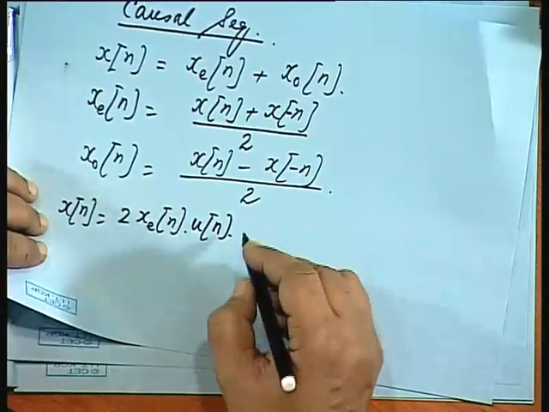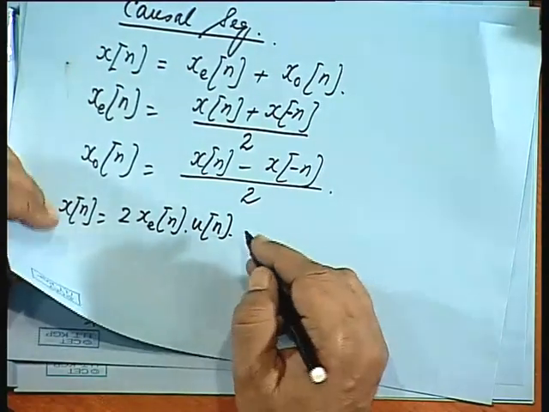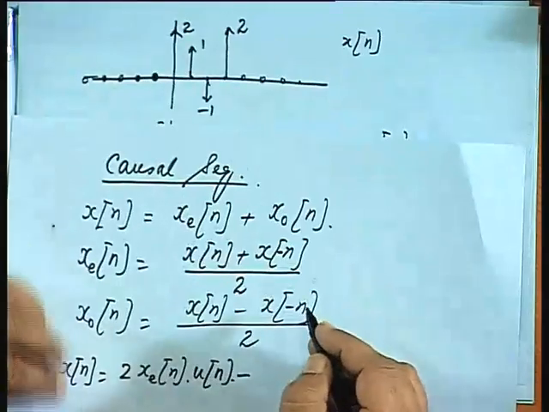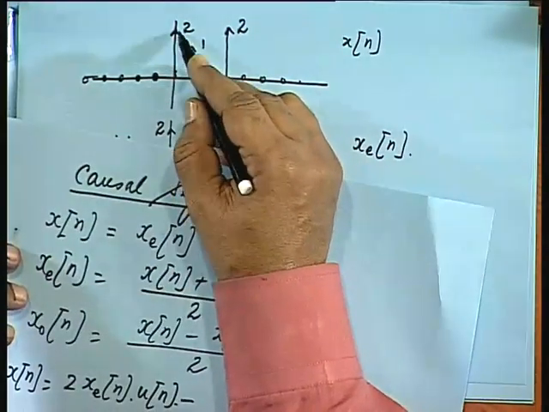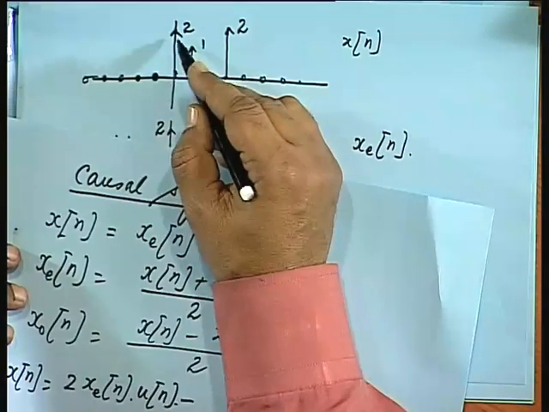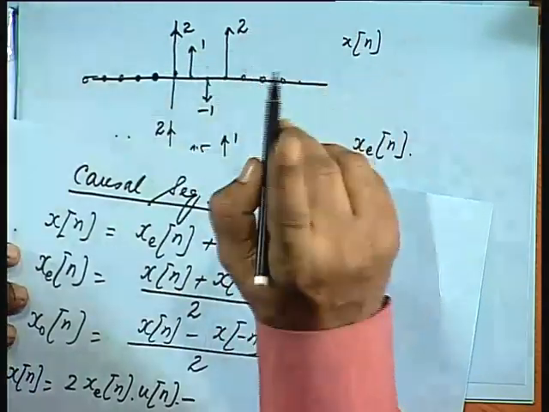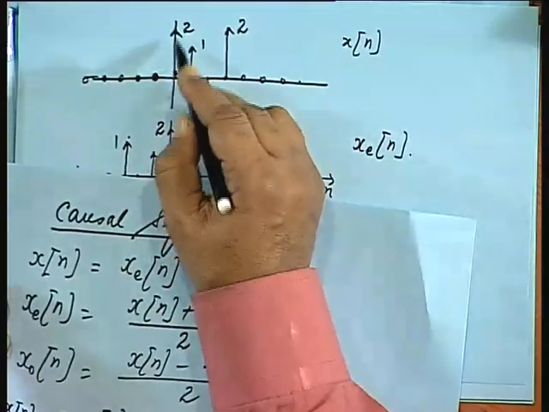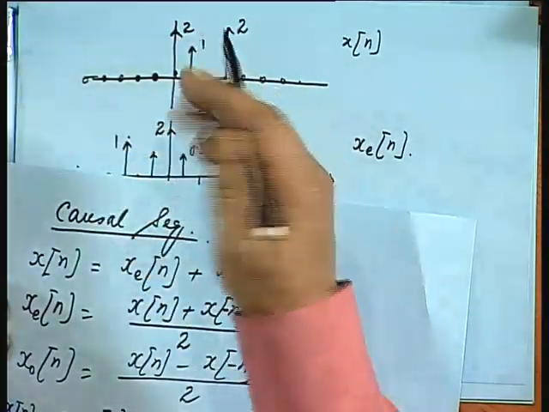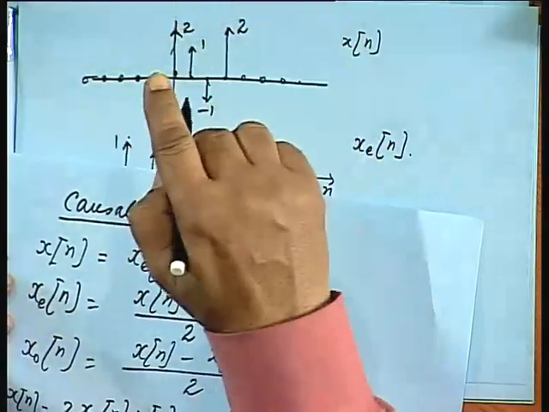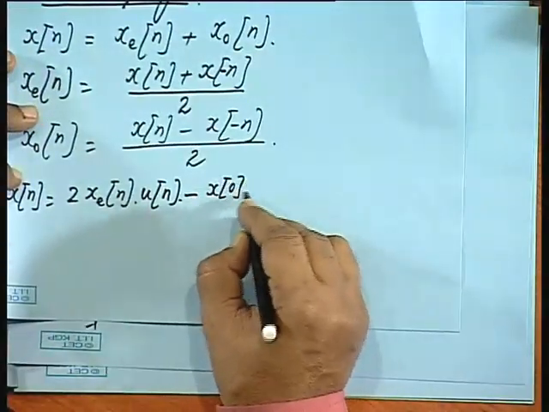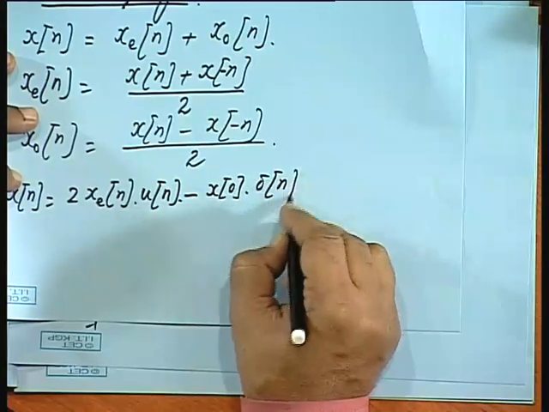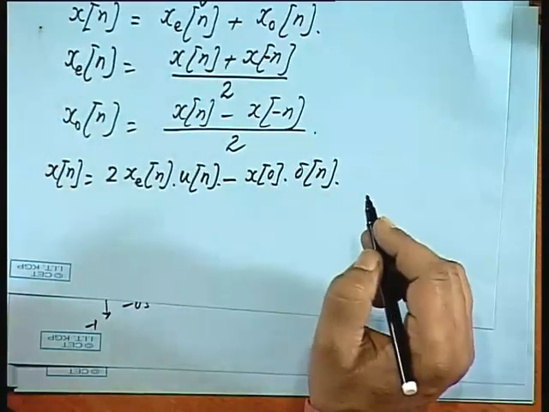Okay. Then what is left? This twice, here it is 2. So, whatever is the value here, that has to be subtracted, because when I am multiplying by u n, I have already taken it. When I am multiplying by 2, I have taken 2 times this. So, one value has to be subtracted. So, minus x at 0 into delta n. Is that all right?